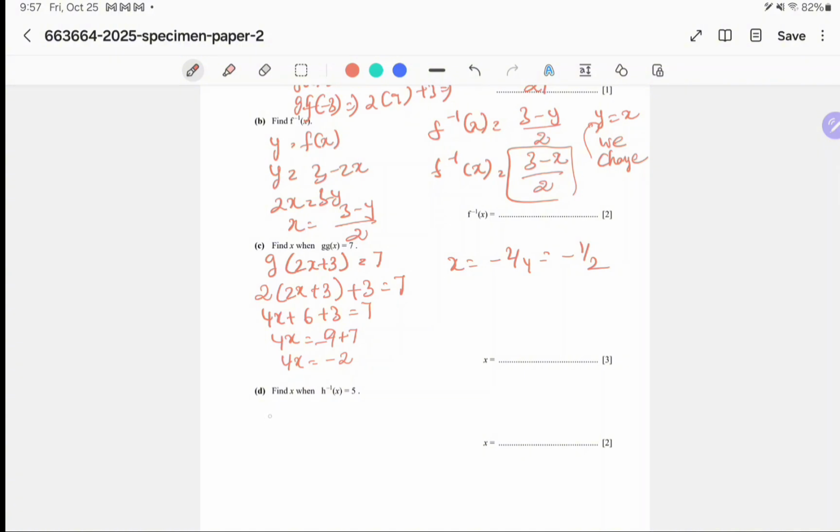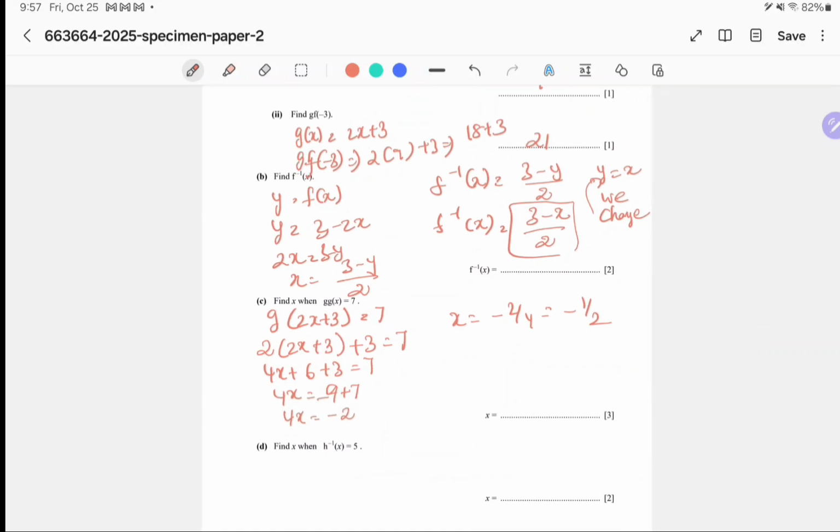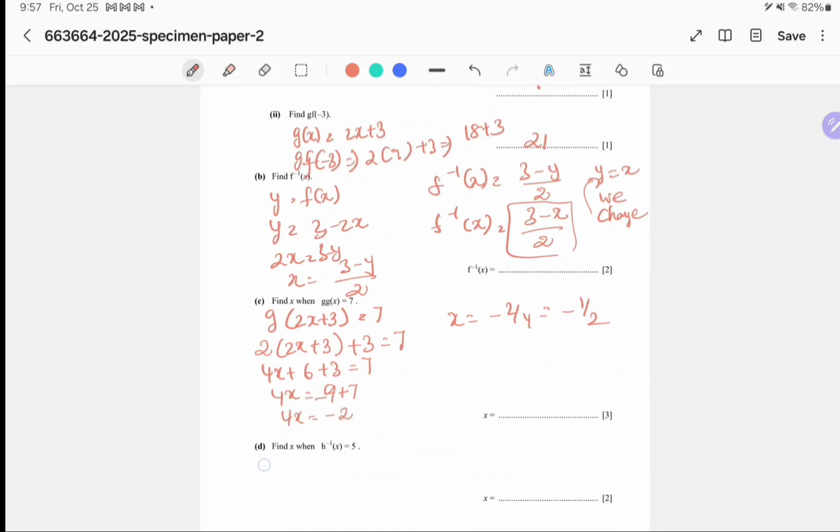For that you will find h of x. How will we convert h inverse into h of x? Simplify this: h inverse into h, both will cancel, so it will become h of x, that is equal to h of 5. x is 5, I am substituting, so h of 5.